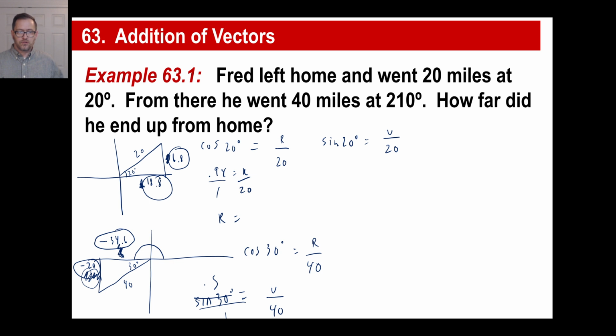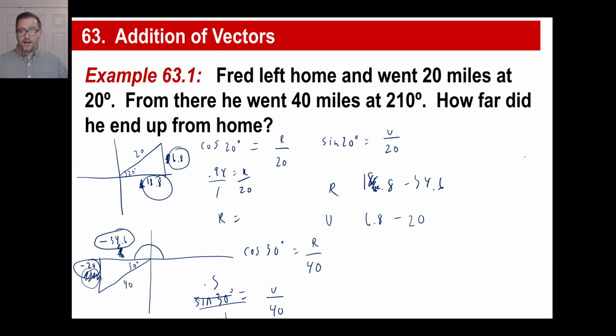All right, now here's what we do. We have the r here as 18.8. We have the r here as negative 34.6. All right, that's our r. We have the u, excuse me, my bad, that was 18.8 for the r. And we have this one as negative 34.6. The u here we have as a positive 6.8, but down here we have a negative 20.